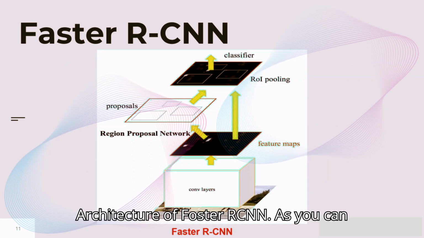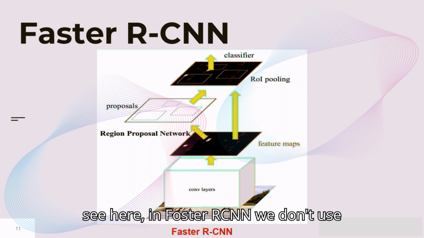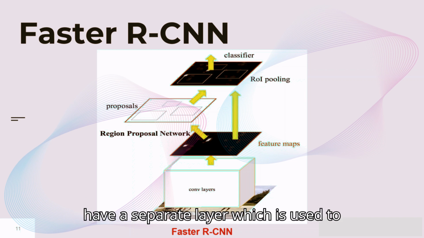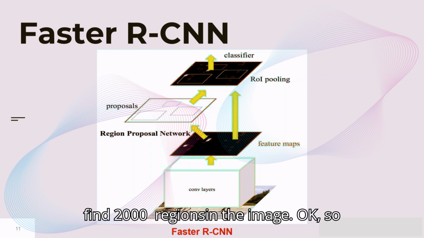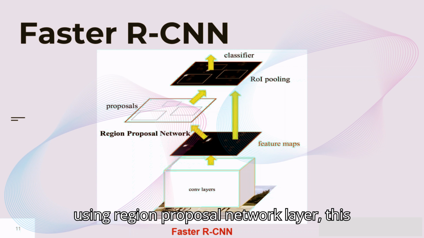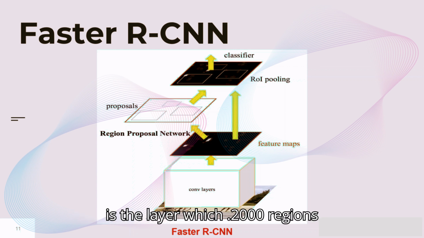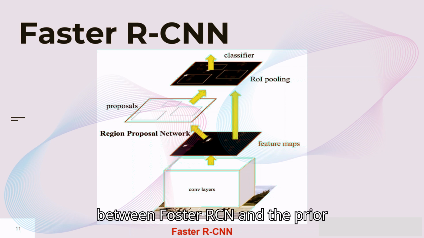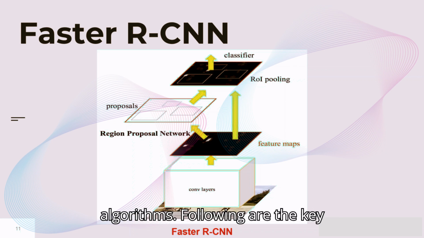Architecture of Faster RCNN. As you can see here, in Faster RCNN, we don't use the selective search algorithm. Instead, we have a separate layer which is used to find 2000 regions in the image. This region proposal network layer finds the 2000 regions. This is the difference between Faster RCNN and the prior algorithms.